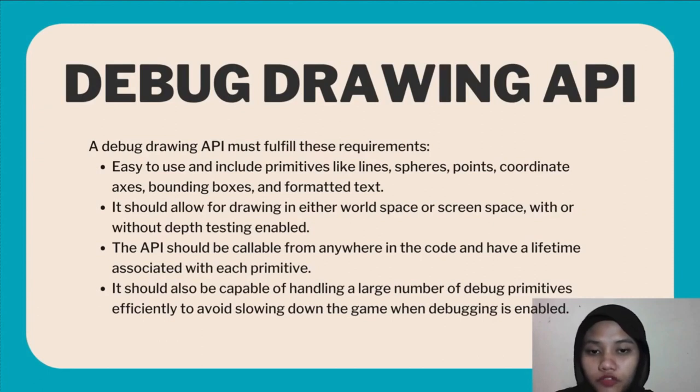A debug drawing API must fulfill these requirements: it needs to be easy to use and include primitives such as lines, spheres, and points. Besides that, it should allow for drawing in either world space or screen space. Plus, the API should be callable from anywhere in the code, and it should also be capable of handling a large number of debug primitives.